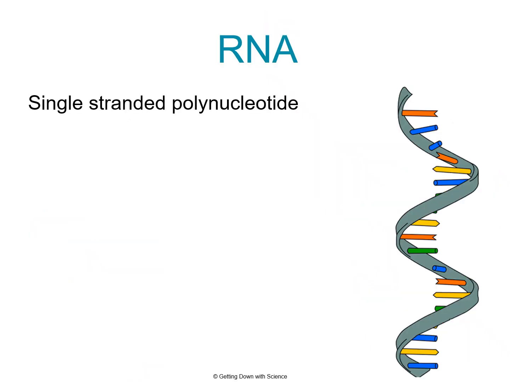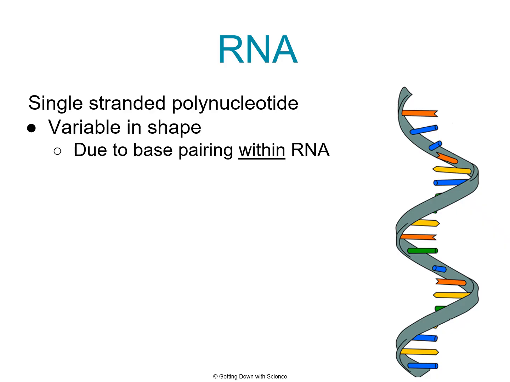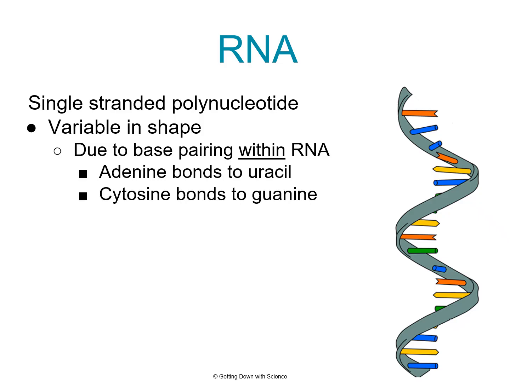Now for RNA, RNA forms polynucleotide structures. However, the polynucleotide structures are not joined to another polynucleotide structure by hydrogen bonds, because RNA is single-stranded. So RNA can take various shapes. The RNA can coil on itself in various ways, but it's not going to be joining with another strand to form that.